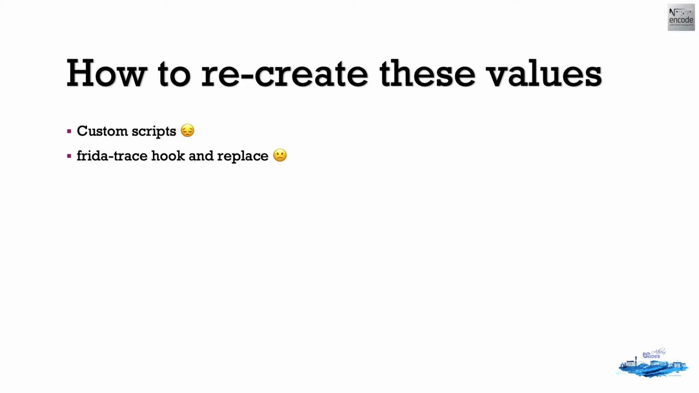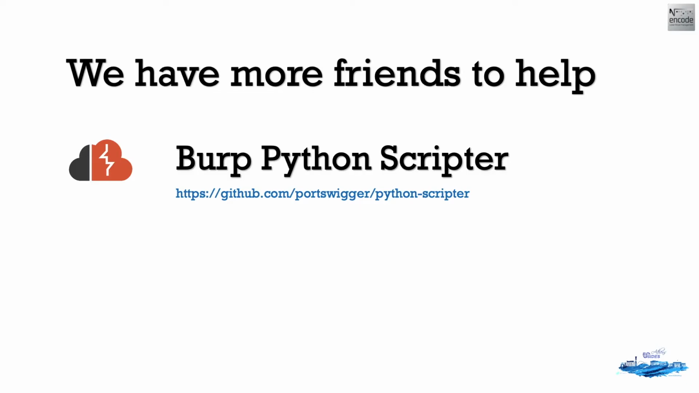Another way, we can use frida trace, and in a similar way that we traced these values, we can also replace them. Since frida allows us to use JavaScript, we can easily write some JavaScript code and replace, for example, the integer value of 1 with something other that we prefer. But again, this is not the most time efficient solution, and we can use some more help. This time we can use the Burp plugin named Python Scripter. You can find the source code in the link below.